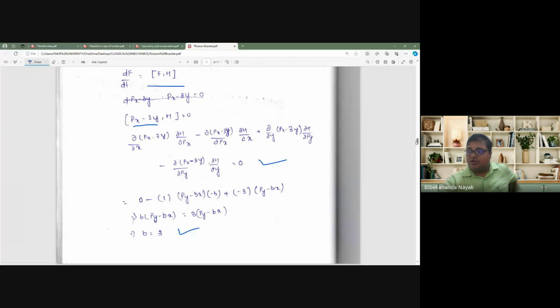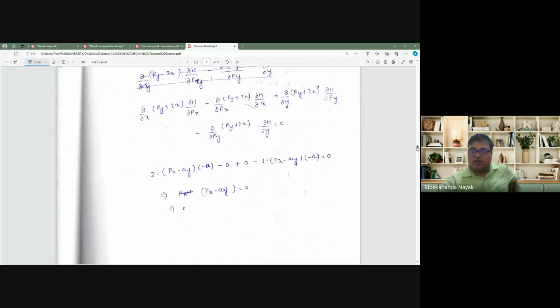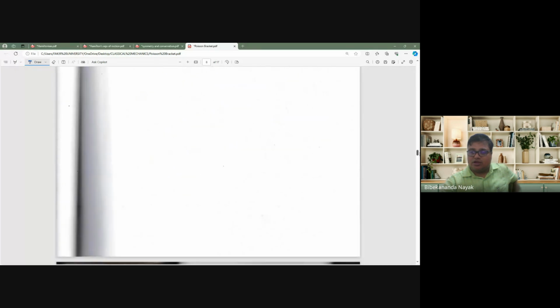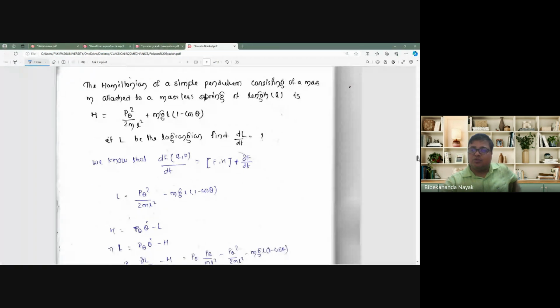Similarly, for the second one, the Poisson bracket is 0, and you can get the value of A. Similarly, the Hamiltonian of a simple pendulum consisting of mass m attached to a massless string of length L.